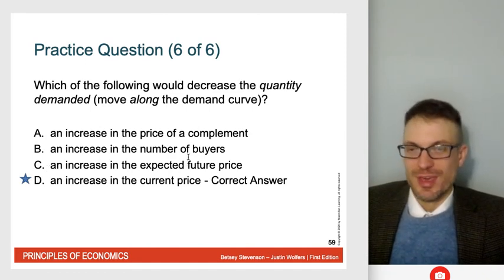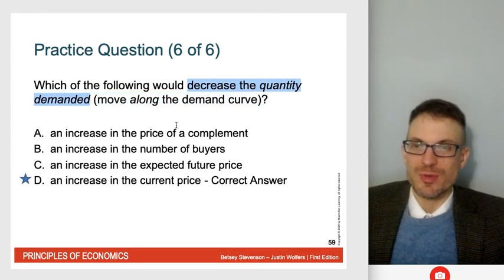And then the one that we were trying to find, which would decrease the quantity demanded, a movement along the demand curve, is an increase in the price today.